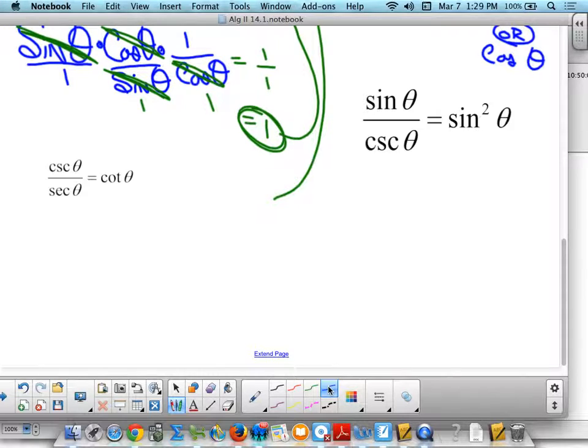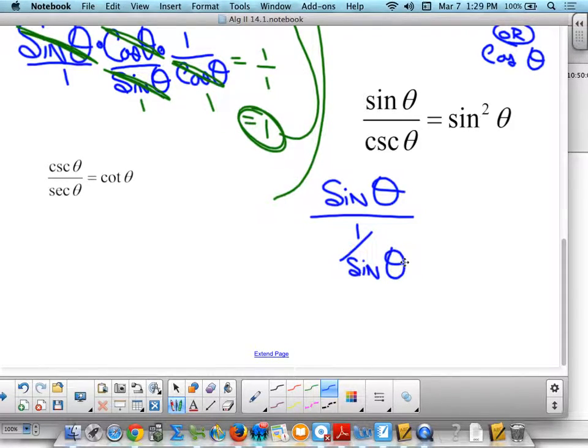Out of these two functions, which one do you not like? The bottom one. Sine is good, just leave it sine. Sine of theta divided by what? Look at your identities, your reciprocal identities. Cosecant is the same as what? 1 over sine. Okay.